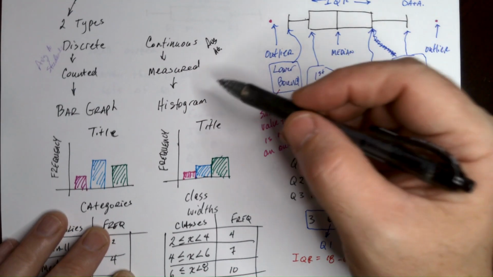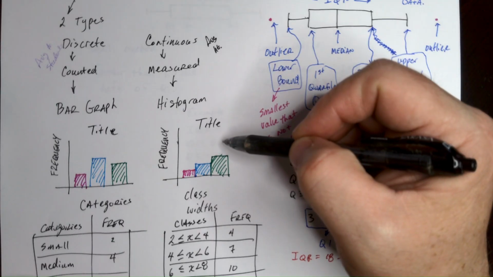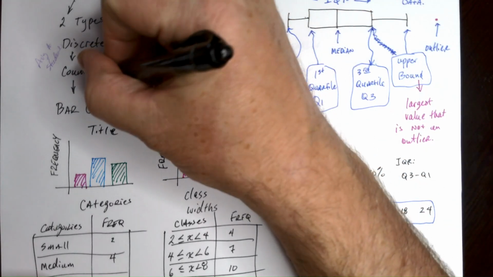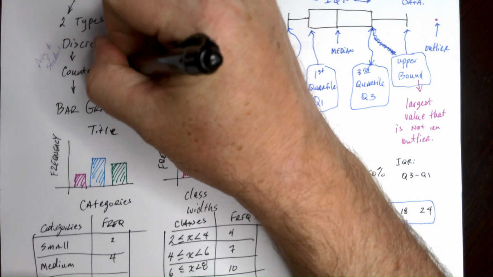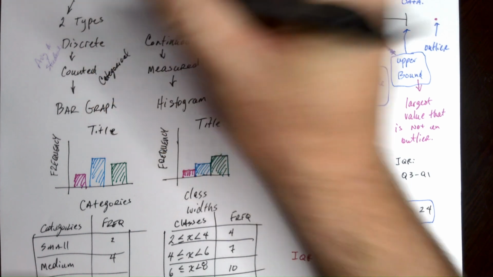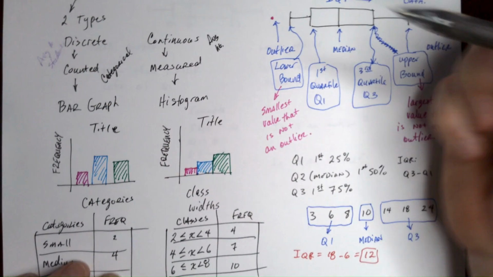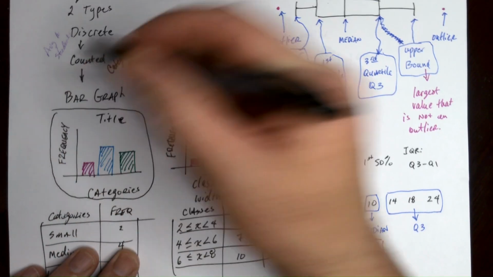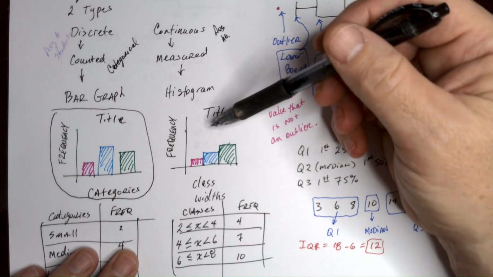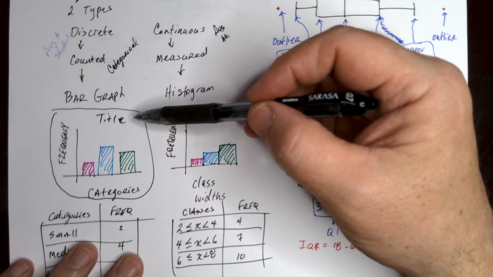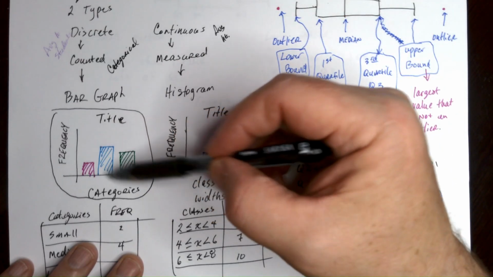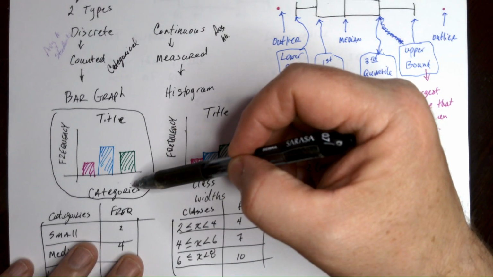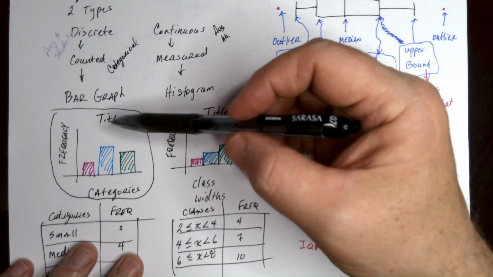So if it's continuous, you're going to use a histogram. If it is discrete or counted, which means categorical, if it's categorical, you're going to use a bar graph. So let's talk about graphs real quick. If you have a bar graph or any IB graph, it always needs to have a title. You need to label each axis, right? So frequency, these are going to be our categories down here, and we would put the title up there.